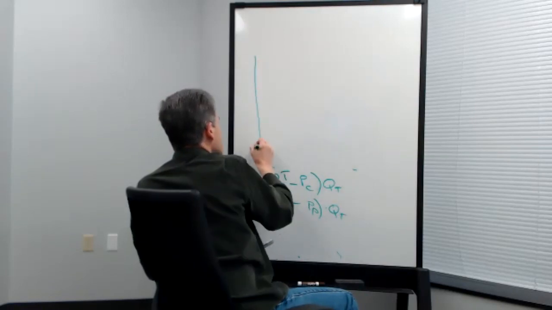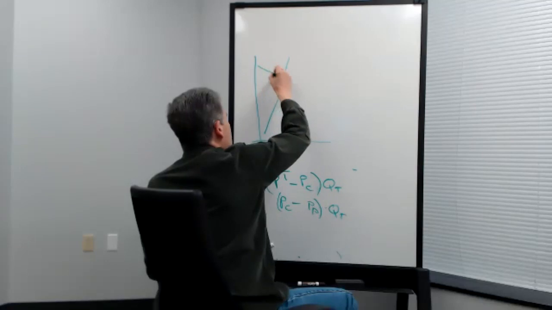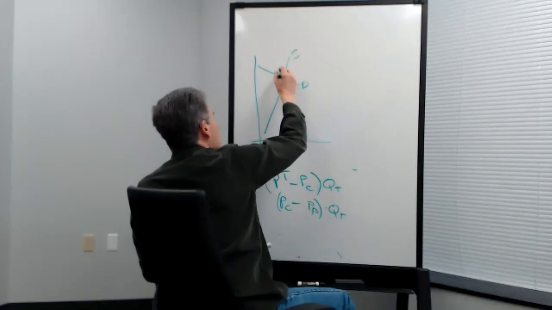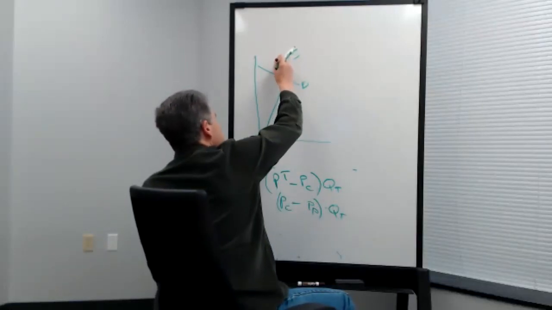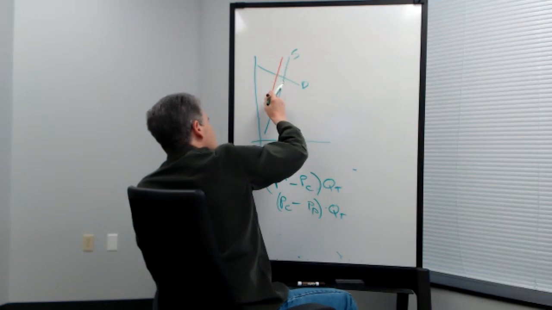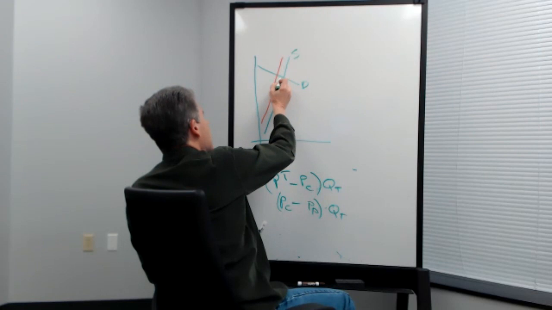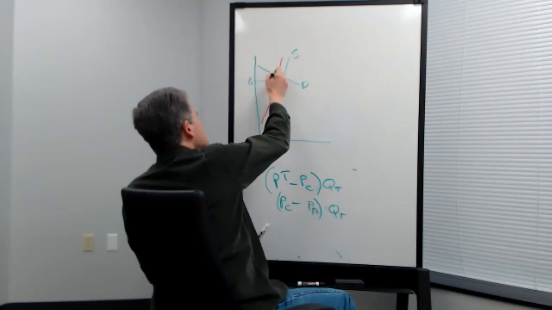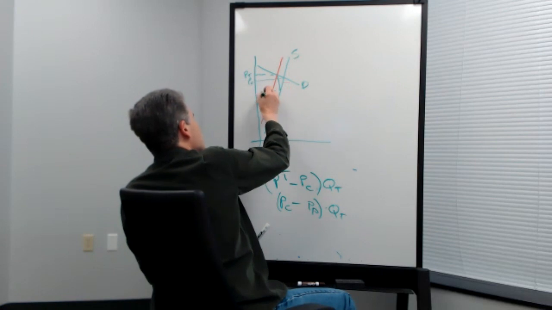What if we have a really steep supply curve and a pretty flat demand curve? Now we're going to do the same kind of tax. We're going to levy a tax. But now notice what's happening. This is PC, this is PT, and this is PP.